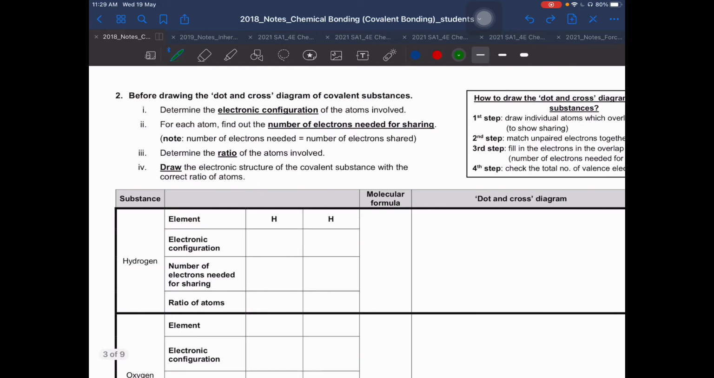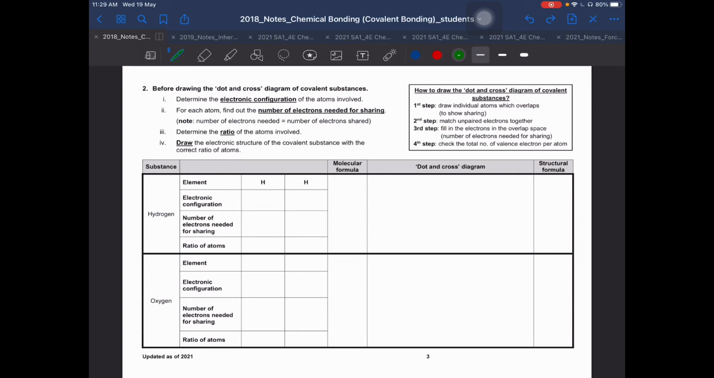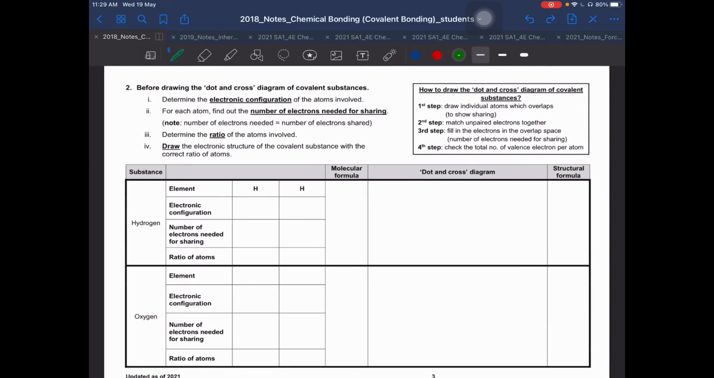So let's take a look at the next page. Now this entire next page is really here to guide you and give you a chance to practice, right? So there are some group practices which I think you can take note of. So how do you go about starting to draw a structure?